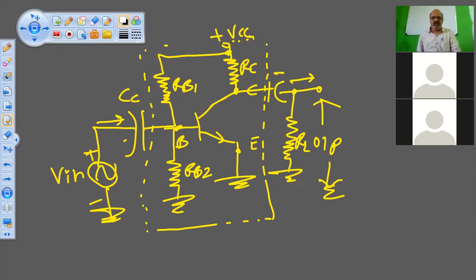Okay, so these two capacitors, why are these capacitors used? Because the DC signal or DC current which is flowing to the base should not get diverted towards the source.